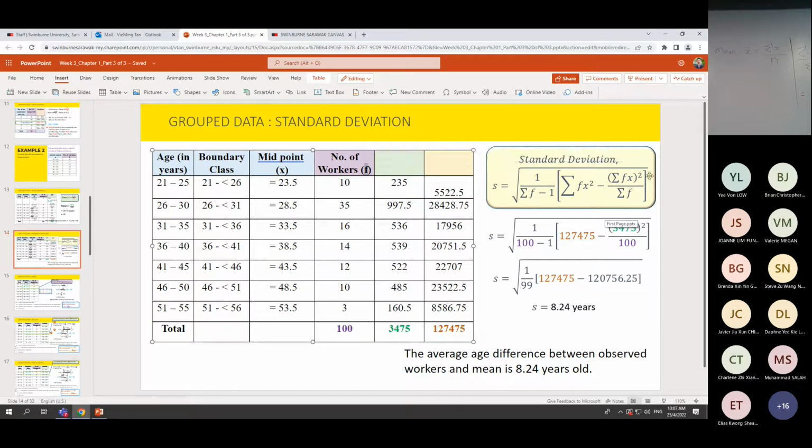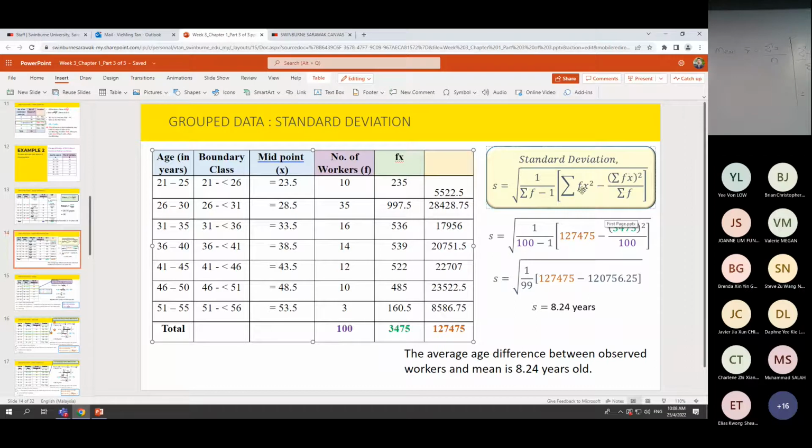Okay, then how about this one? Total Fx, do we have the value? Yes, it's from the green column, Fx. Fx means F multiplied with X for each class. We already have the value when we calculate the mean, which is here.